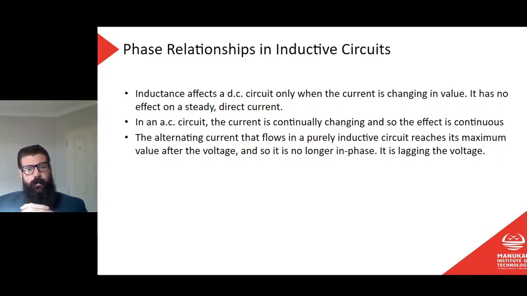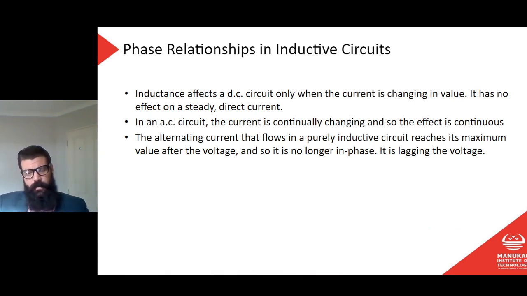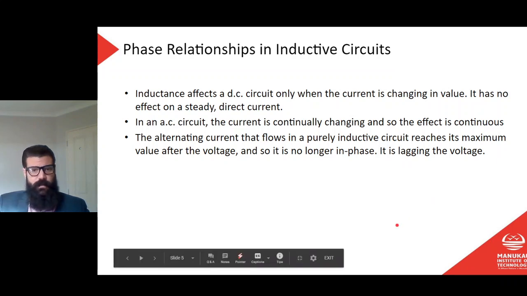In an AC circuit, because our current is changing all the time, it's going up and down, then that reactance will exist all the time. Because it's changing, it's resisting the change in current. That means as the voltage goes up, the current is coming up behind the voltage. So it is lagging because our inductor is resisting the change in current. As the voltage increases, then our current wants to increase, right? But the inductor is resisting that change in current.